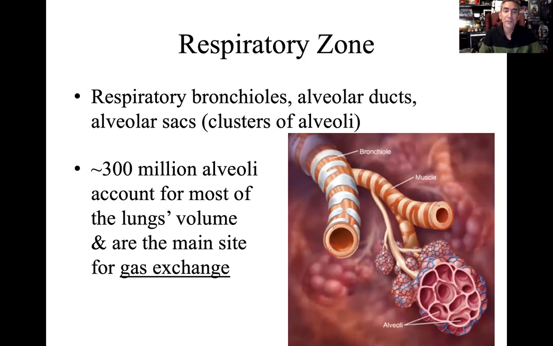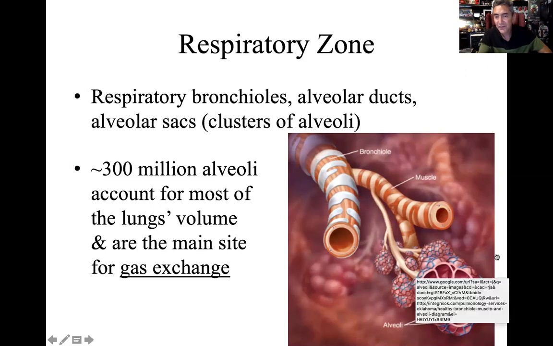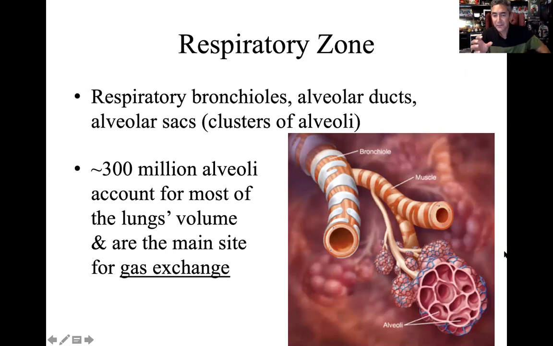So the respiratory zone will include the respiratory bronchioles, the alveolar ducts and the alveolar sacs, which are clusters of these alveoli. So again, if you notice in the picture, the bronchioles arrive at these little pouches, basically dead end air sacs.